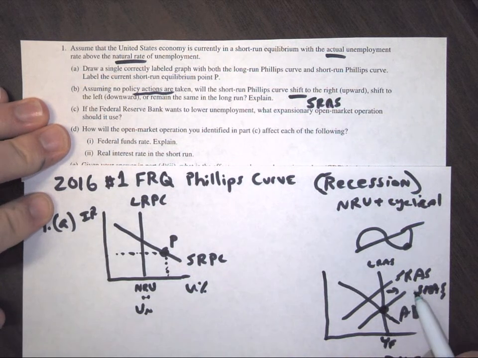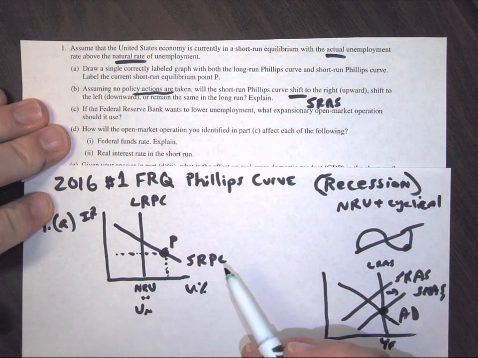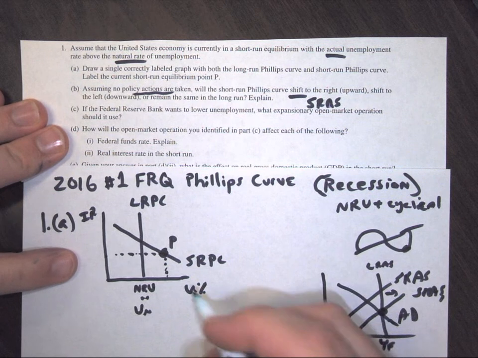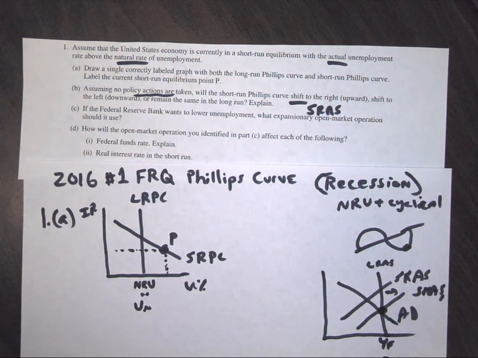So I know that when short-run supply shifts to the right, the mirror image, the Phillips curve, is going to shift to the left. Okay, it does the opposite, the mirror. Okay, so I'm going to go back over here. Let me grab a different color so maybe that'll help you see.